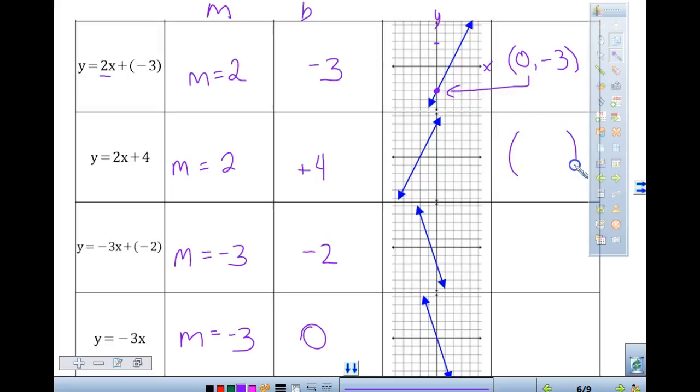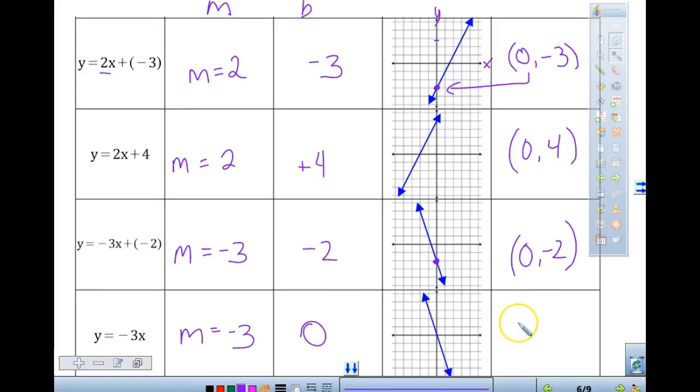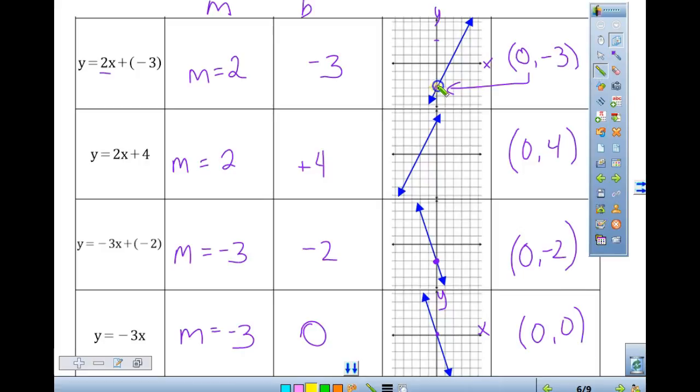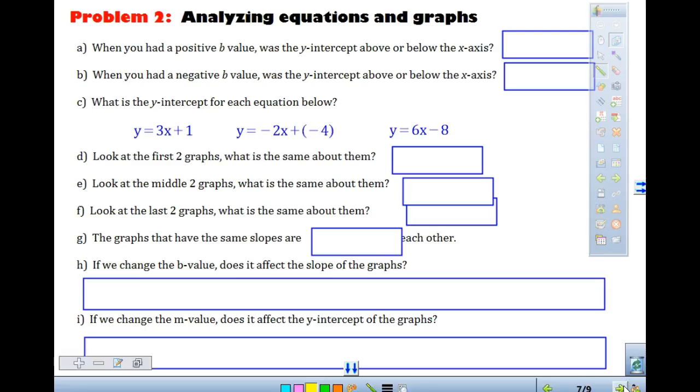Sherika, you ready for the next one? 0, 4. If I'm looking at that next one, what am I going to have, Irvin? 0, -2. 0, -2. And my last one should have been where? Should be at 0, 0. Okay? So it is really important when I look at yours that this number here is always the second number, right? Look at your equation. Where do you see it in the equation? The last one, right? It's the added number, right? It's the plus b, okay?